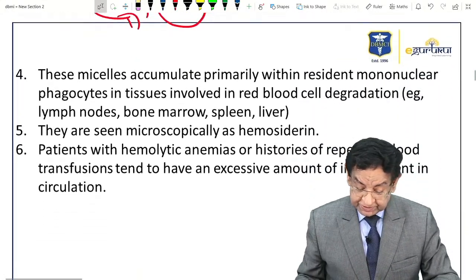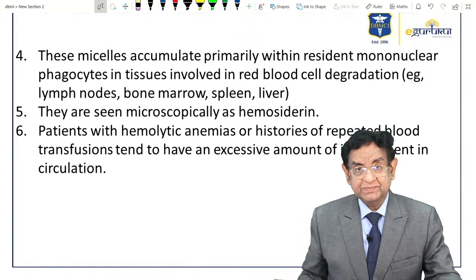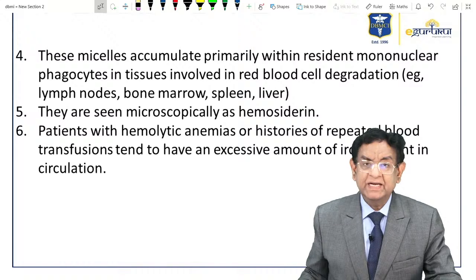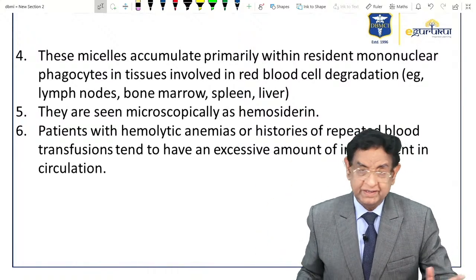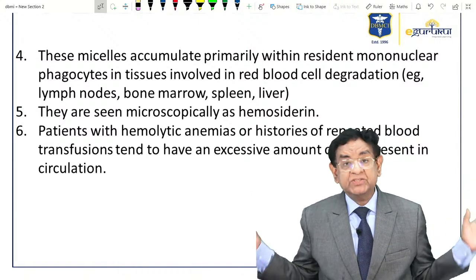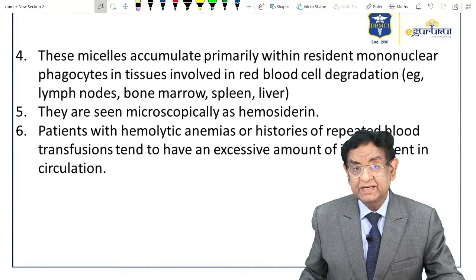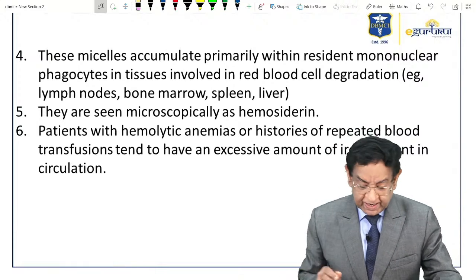So friends, when hemolytic anemia occurs, there is excess iron, and of course repeated blood transfusions are going on. That's the only treatment of beta thalassemia we know. So excess iron is there in the body, and ferritin is rather a stored form of iron.